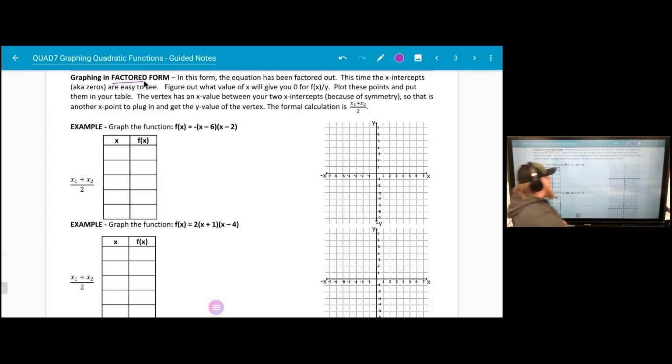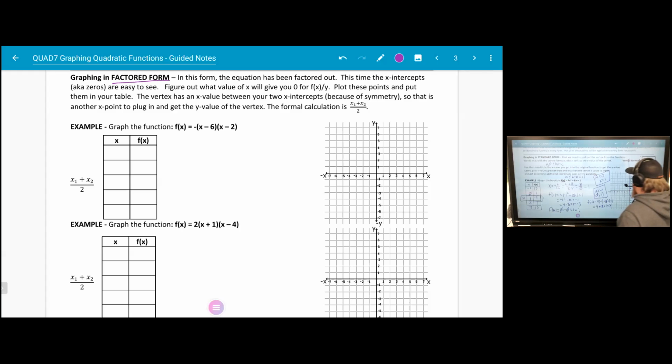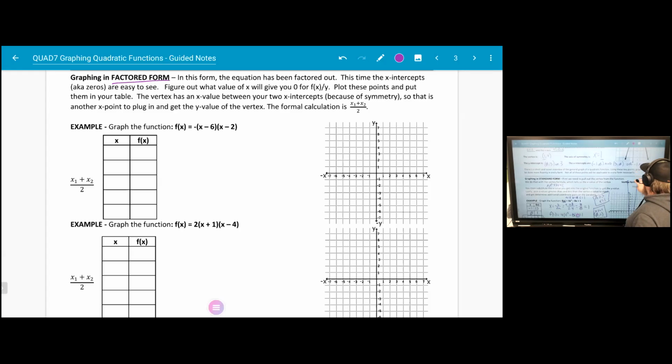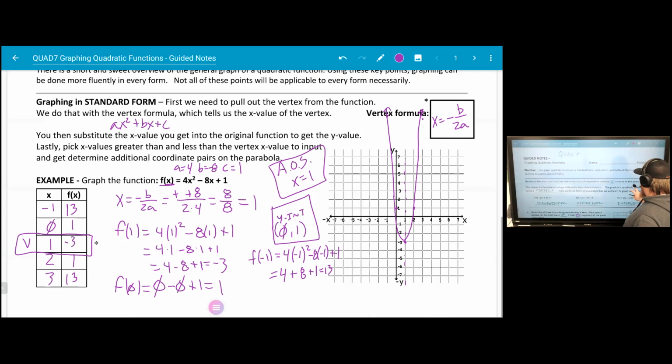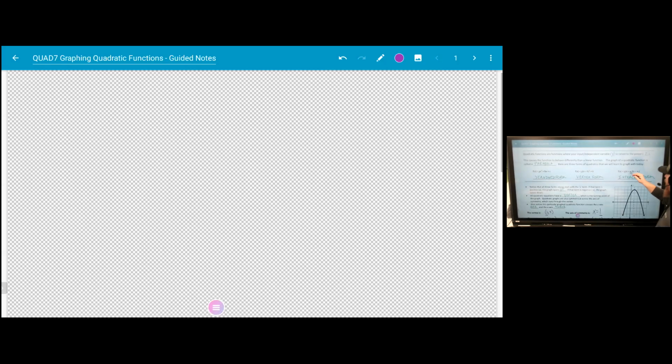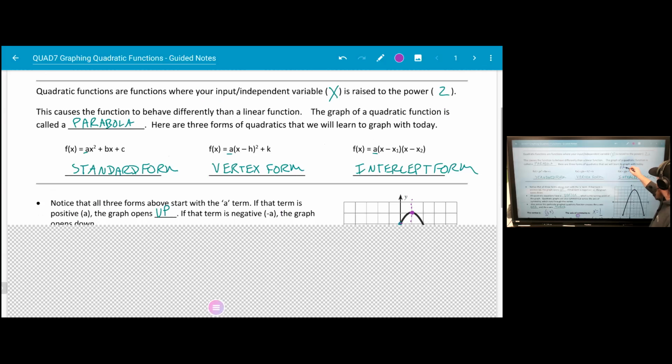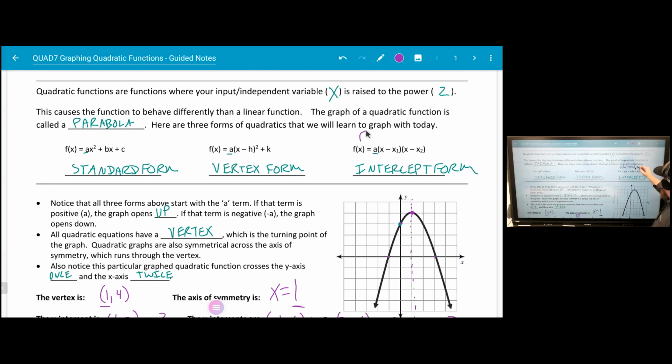If you want to update your notes on page 1, let's go back up a little bit here. The intercept form, you could also call it factored form as well, this third type, because it is factored. Factoring, your favorite thing in the entire world. All right, let's go back and take a look at what we're looking to do with this right here.